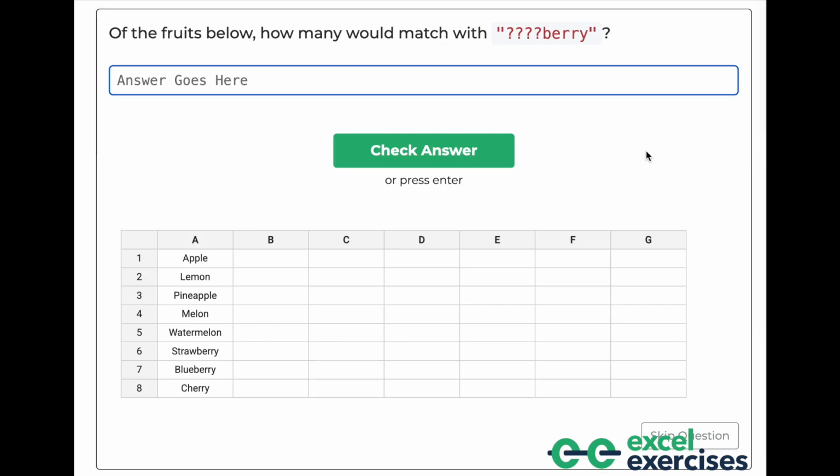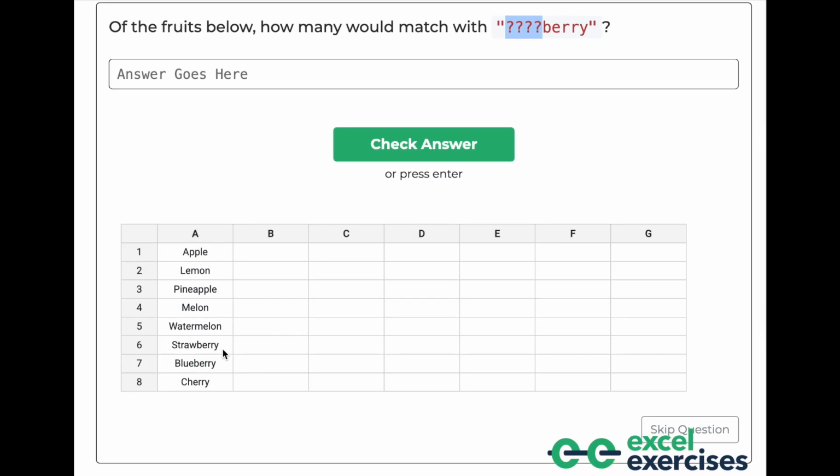Okay, so this one's a little different. Of the fruits below, how many would match with 4 question marks followed by BERRY? Remember that the question mark replaces exactly one character of text. Each question mark replaces one character. So we're looking for any 4 characters followed by BERRY. Strawberry isn't going to work because straw is 5 characters, so it's not going to match this pattern of 4 characters followed by BERRY. Blueberry does.